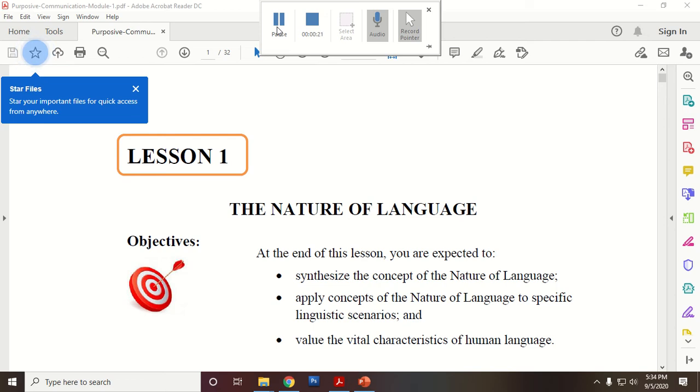For today we are going to discuss Module 1, which is the nature of language. In this class, I won't really explain everything that's in the module, but I'll just direct you on which part to answer and which part you should read.